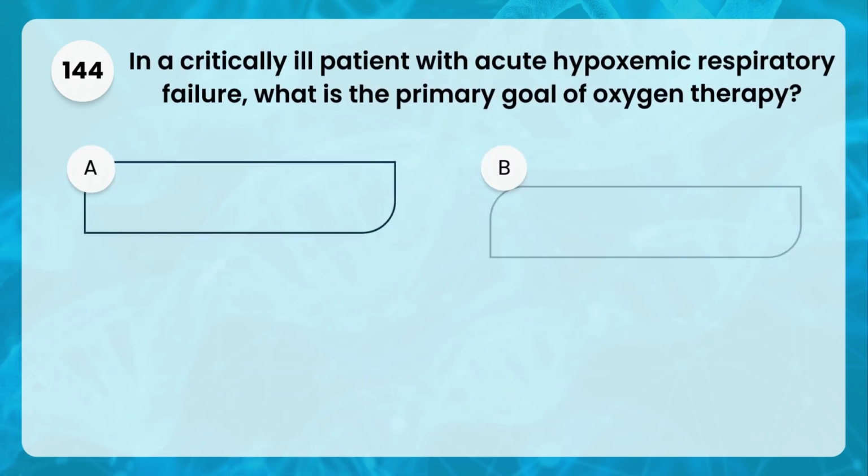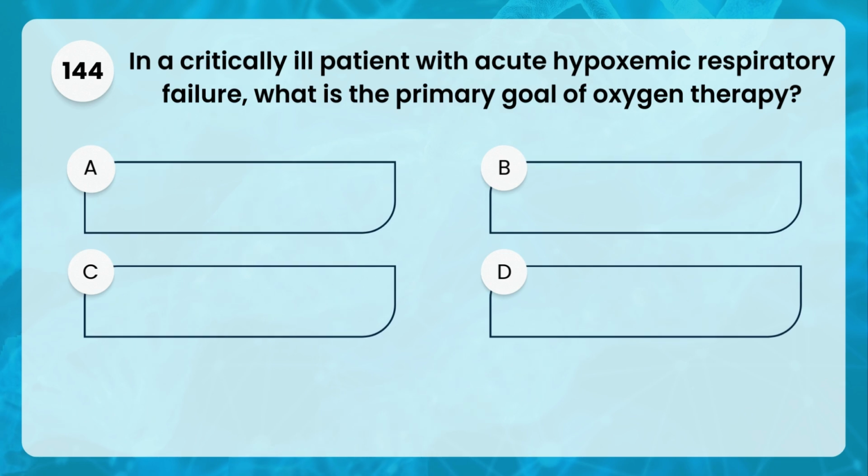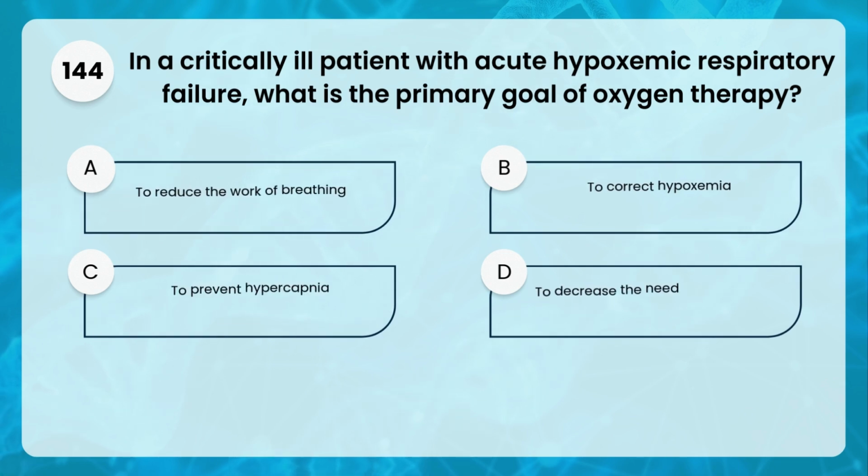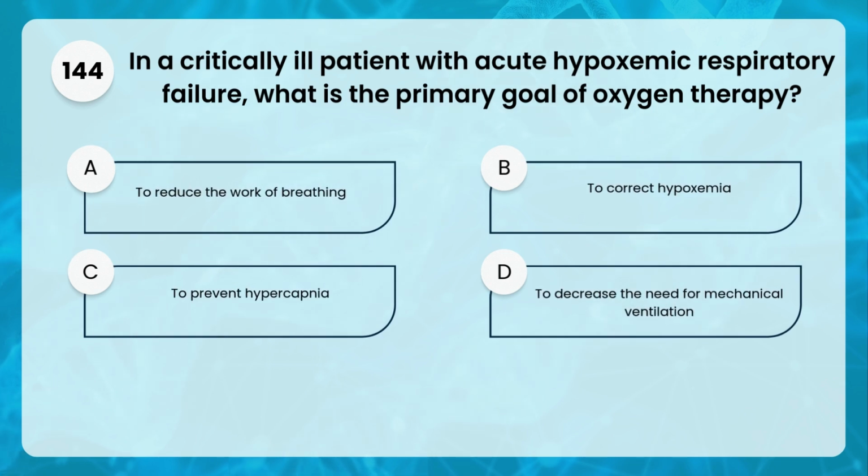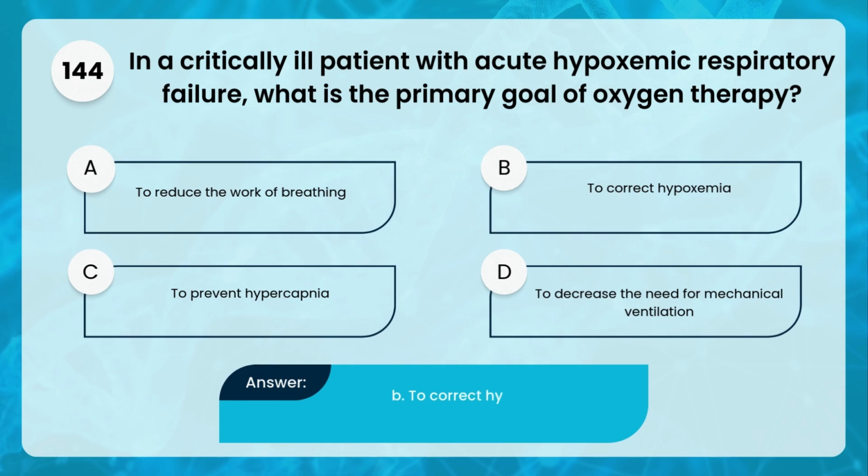144. In a critically ill patient with acute hypoxemic respiratory failure, what is the primary goal of oxygen therapy? A. To reduce the work of breathing. B. To correct hypoxemia. C. To prevent hypercapnia. Or D. To decrease the need for mechanical ventilation. The answer is B. To correct hypoxemia.